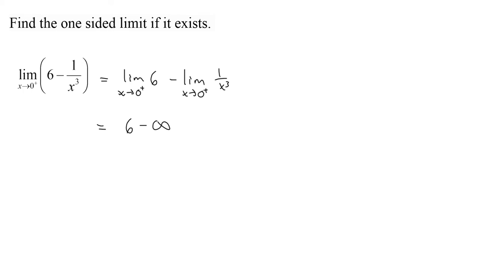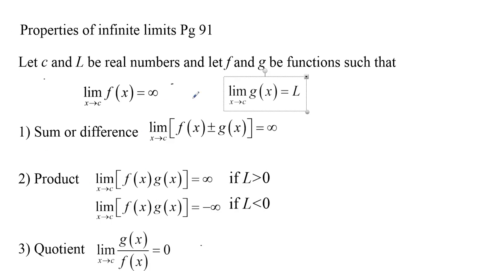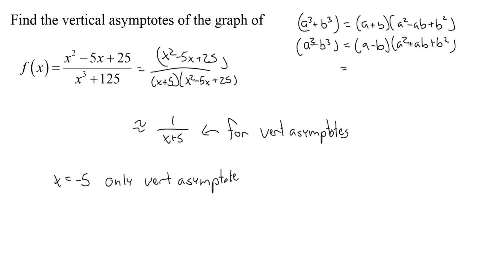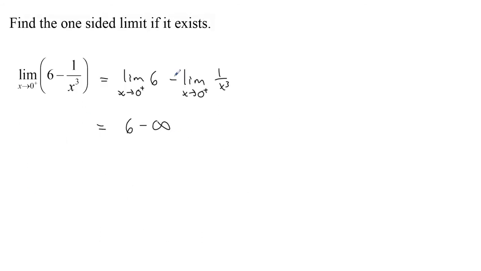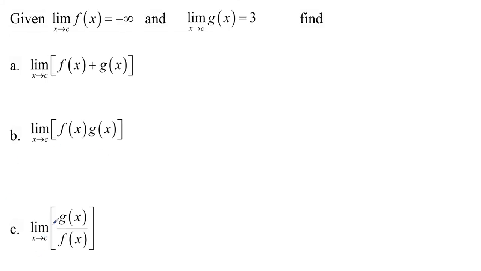Now, back here from our properties, when I add or subtract, I'm subtracting a value that's going to be infinity. So we can also think of this negative as a reflection about the x-axis for the function 1 over x to the third. And so we can say that this limit is negative infinity. Okay, move on. Let's take a look at these two.